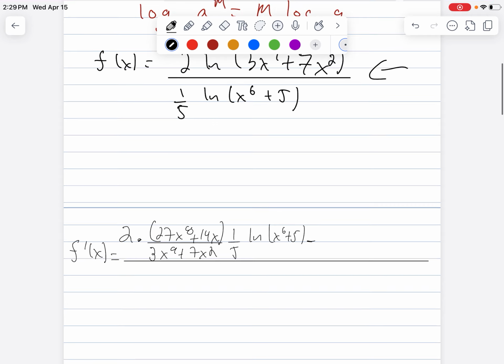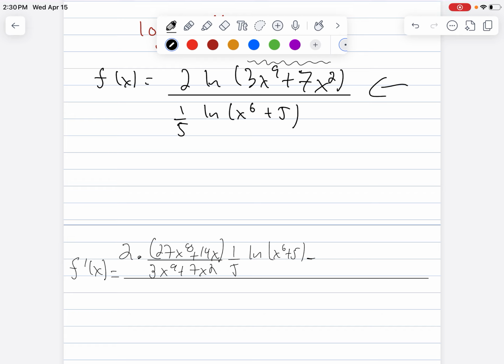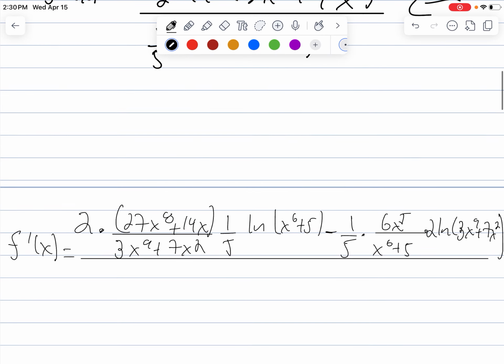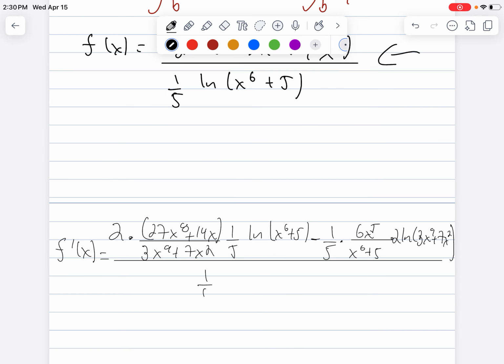Now I'm going to go ahead and take the derivative of the bottom, which would be 1/5 times, again, another chain rule, x to the 6 plus 5, 6x to the 5th on the numerator, times the top function. So again, just the quotient rule that we're applying to ln of 3x to the 9th plus 7x squared, okay, and all over the denominator squared. And that's it. I'm not worried about simplifying this at all. It stays as is. Okay.